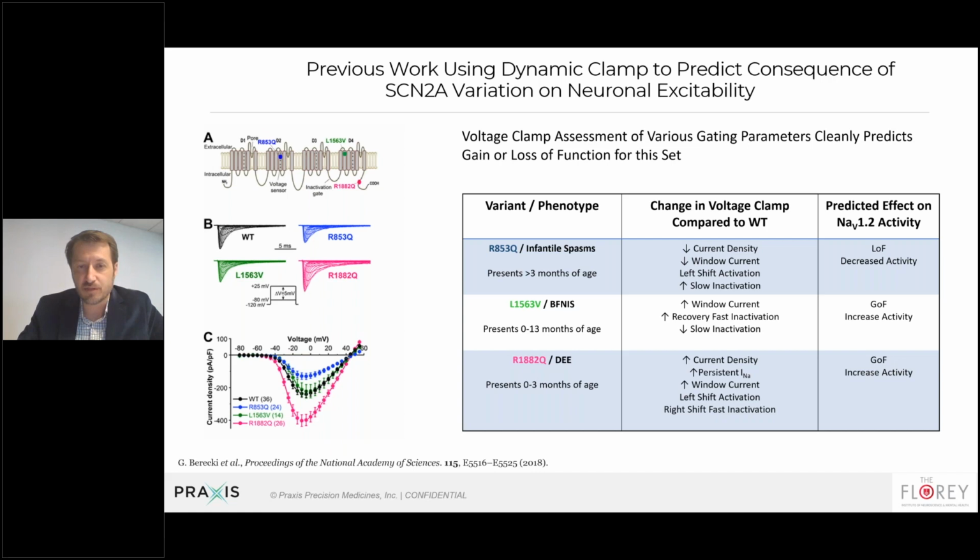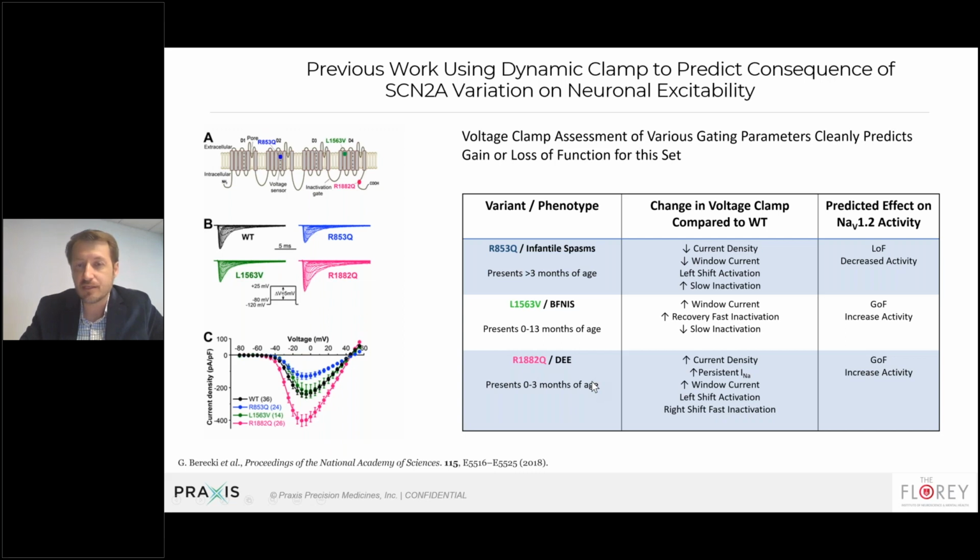What they saw in the paper, just summarizing here, is that the RQ variant had changes in the voltage clamp that were predictive of a loss of function, including a decrease in current density, decrease in window current, and increase in slow inactivation. Over on the left side is some of the current density, so you can see the blue is lower than the black, which is the wild type control. In contrast, for the other 2 there were markers of gain of function, including changes in window current, changes in fast inactivation, and persistent current. So both of these were predicted to be gain of function, with varying degrees.